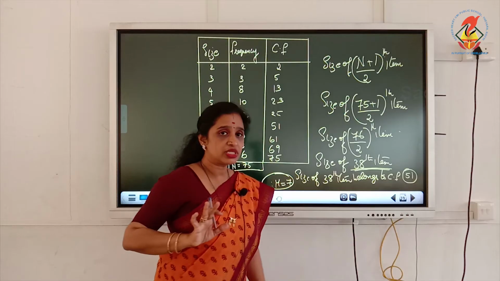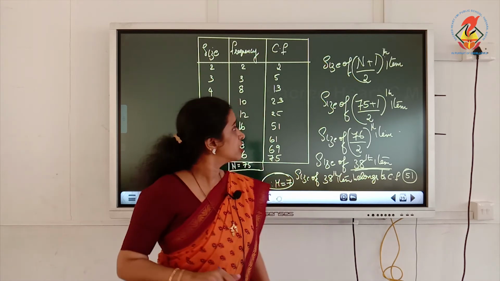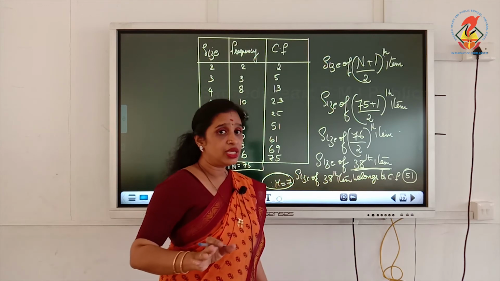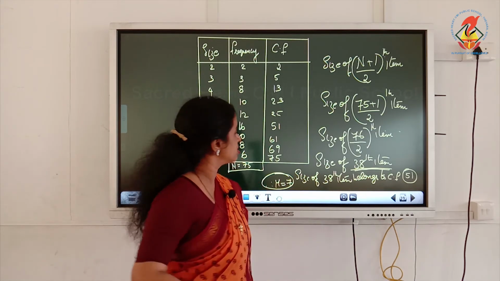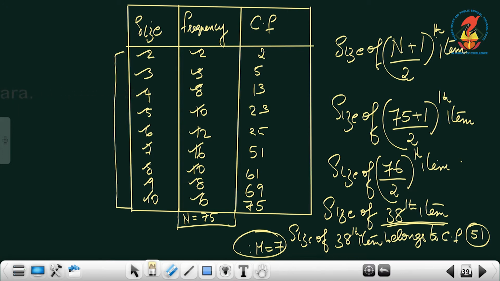What I have told you is to see whether your data is arranged in either ascending or descending order. Then immediately find out the cumulative frequency. Now this is the size: 2, 3, 4, 5, 6, 7, 8, 9 and 10, and the frequency is 2, 3, 8, 10, 12, 16, 10, 8 and 6. Check whether your data is arranged in ascending or descending order. Yes, here the data is already given in ascending order, 2, 3, 4, 5, 6, 7, 8, 9 and 10. Now the next thing that you have to do is find out the cumulative frequency.